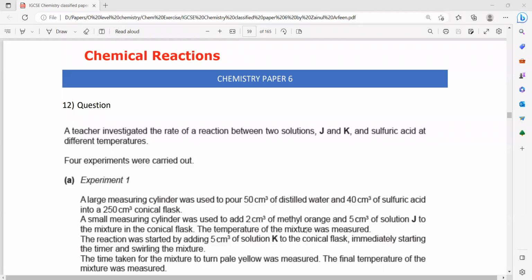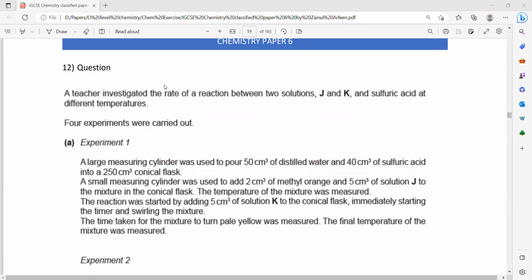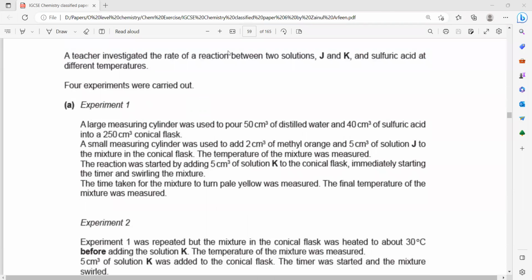Question 12 from topic chemical reactions. Similar questions you will find in chemical reactions, in which normally you investigate either the rate or the speed of a chemical reaction by measuring the volumes or the time for a printed text to disappear if precipitates are formed.